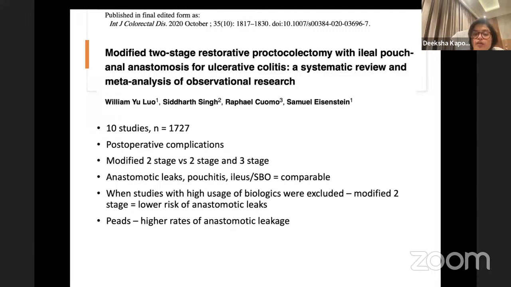But whenever we are talking about studies or retrospective data in ulcerative colitis, one of the things we must be very observant of is the use of biologics. I understand that this systematic review is a comparison of 2-stage versus 3-stage and not 2-stage versus 1-stage. But I want to draw a certain point over here. When they excluded series in which biologics were used in more than 20% of the patients, both the procedures behaved equivalently. So the complications of a modified 2-stage actually decreased. So in patients with no biologics, it was actually okay to avoid a stoma.